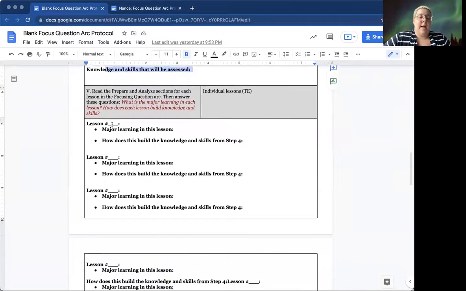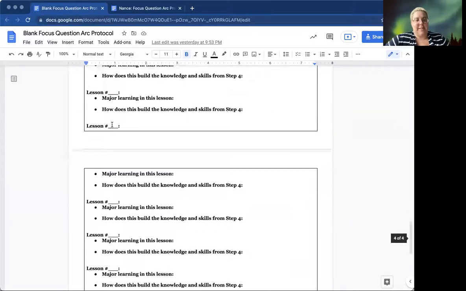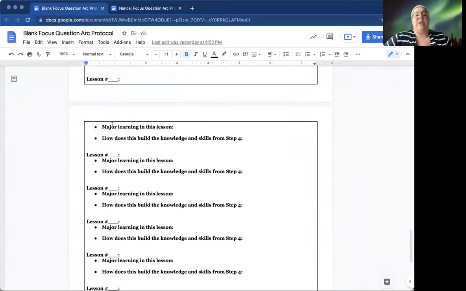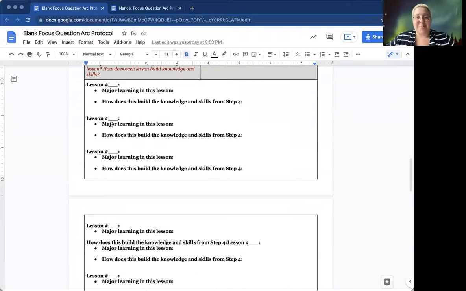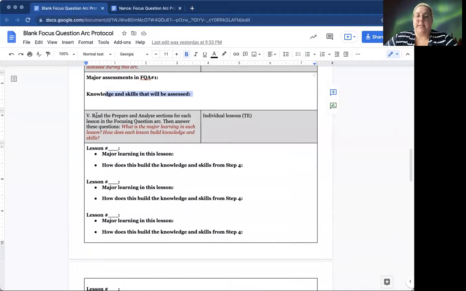So for this next part, I made a bunch of blanks because, as I said, the number of lessons can vary. You will very likely not have anywhere near this many lessons, but I just wanted to give you as many options, as many spaces as possible. And what you're going to do for this is read the prepare and analyze sections for each lesson. I'm even going to bold these because you really just need to look at these 2 sections in order to be able to do step 5. And you're going to answer, what is the major learning in each of the lessons, and how does each lesson build knowledge and skills?